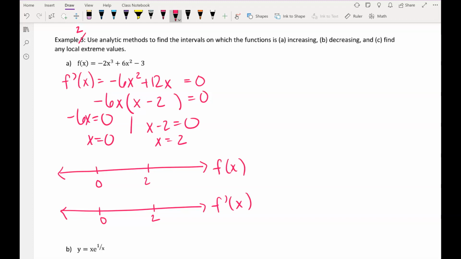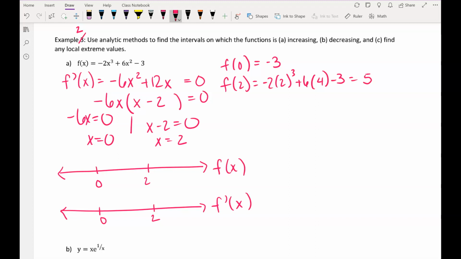When I plug in 0 for f of x, f of 0, I'm going to get negative 3. So that's below. Then I'm going to plug in 2. So that's going to be negative 2 times 2 to the 3rd plus 6 times 2 squared. So that's negative 16 plus 24, minus 3. That's going to give us a value of 5.